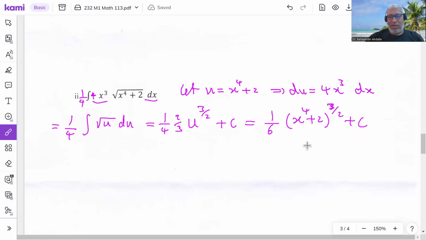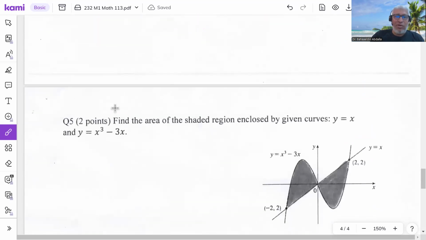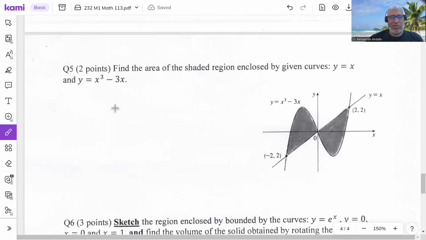Also here, if you find the derivative of this function, 3 over 2 times 1 over 6 times this parenthesis to the power 3 over 2 minus 1, which is half, times the derivative of x to the power 4 plus 2, which is 4x cubed. If you simplify, you will find exactly this function. So this makes you feel comfortable that your answer is correct.